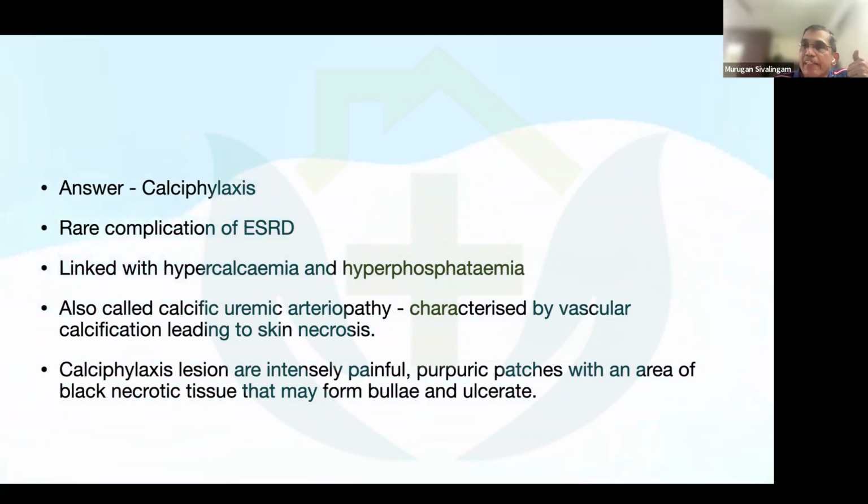That's why the calcium levels are very high. In secondary, the calcium will be low, phosphate will be high because of renal failure. The most common cause of secondary hyperparathyroidism is CKD, followed by vitamin D deficiency.